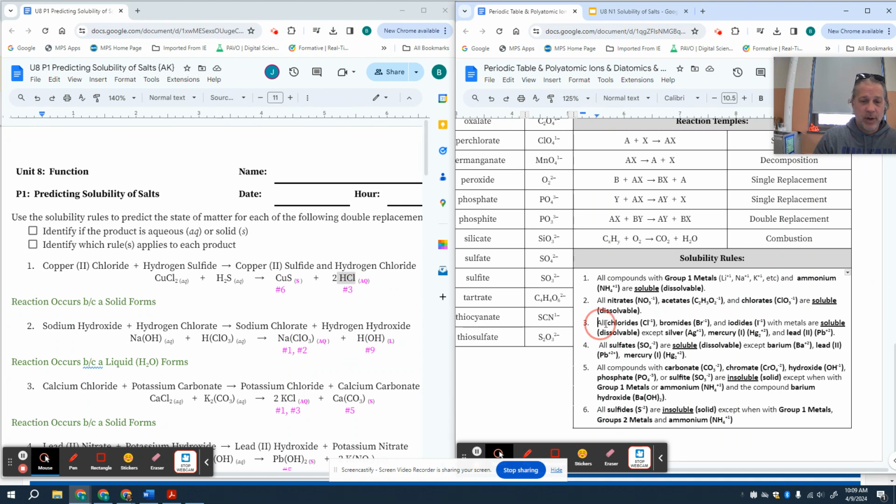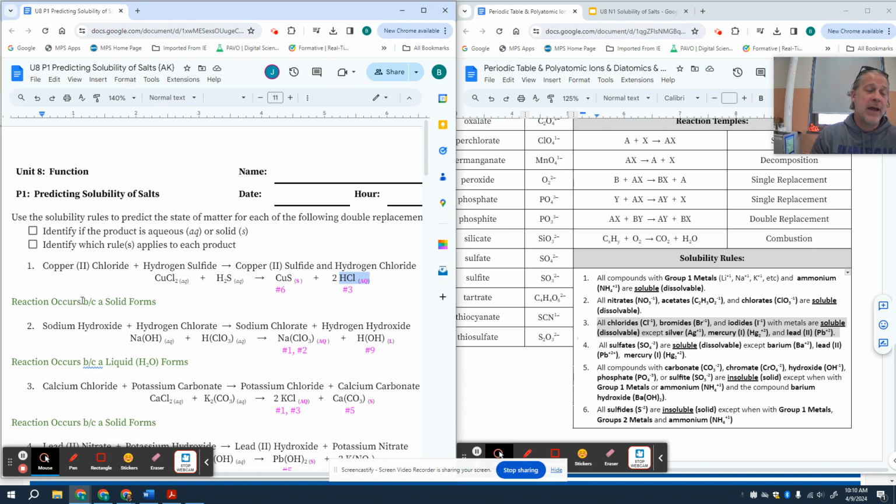So now we go on to rule number 3. All chlorides, Cl, bromides, Br, and iodides, I. Look, here's chloride, here's Cl right here. So that tells me that rule number 3 probably has to apply here. So let's read the whole rule. It says all chlorides, bromides, and iodides with metals are soluble except if they're with silver, Ag, mercury, Hg, or lead, Pb. And since Hg, Pb, or Ag are not present over here, that means it's soluble, which means it's aqueous. And this compound right here is aqueous because of rule number 3.